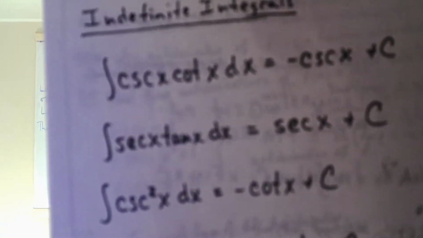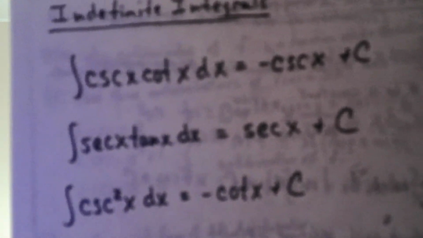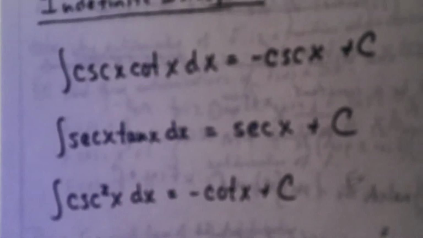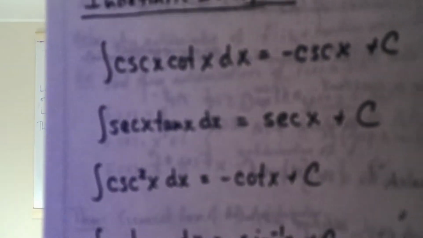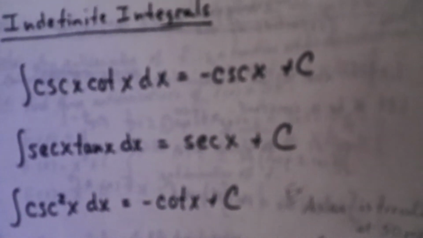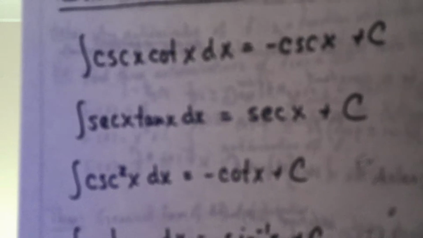Now on this, there are 3 other ones. You can ignore the writing over there. That's an example I'm not going to cover or ask. But these other three go with the other three trig functions. The derivative of cosecant is negative cosecant cotangent, so the integral of cosecant cotangent is negative cosecant plus c. Secant tangent is the derivative of secant, and negative cosecant squared is the derivative of cotangent.